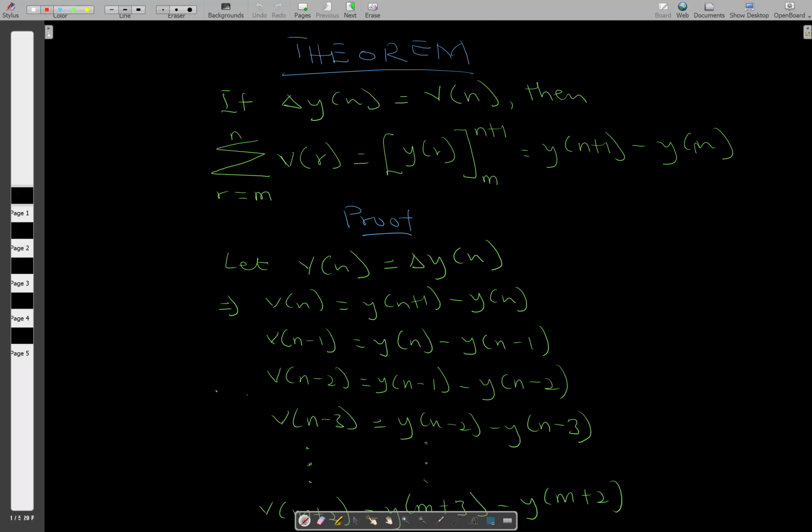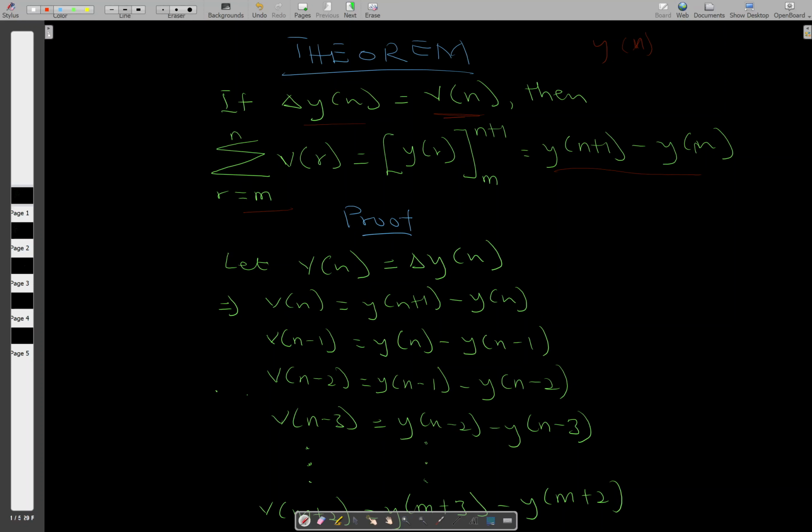If y of n, you choose a function y of n, then the forward difference of y of n, let's represent the forward difference of y of n to be v of n. So if the forward difference of y of n is denoted by v of n, then the sum of v of r as r starts from m up to n is given by y of n plus 1 minus y of m. Okay, let's prove this theorem.